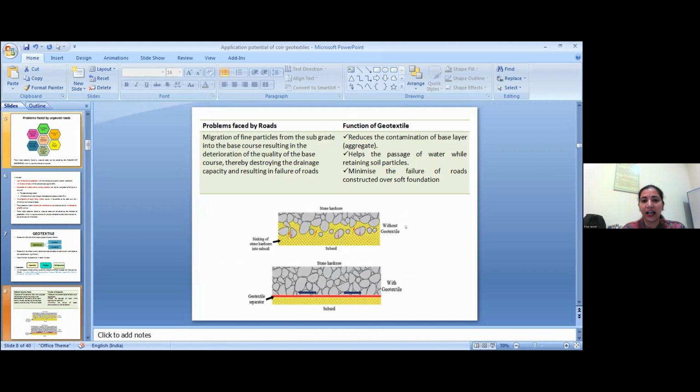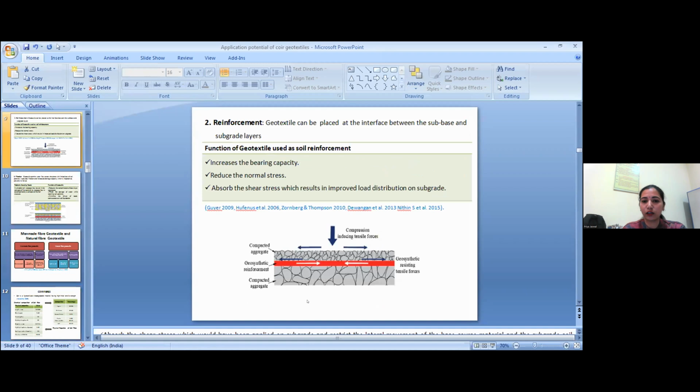particles occurs, which further destroys the structural integrity of the whole structure and destroys the draining capacity, resulting in failure of loads. Whereas when the geotextile is used as a separator, it prevents the two particles from intermixing, and it maintains the structural integrity of both the layers individually. Next is reinforcement.